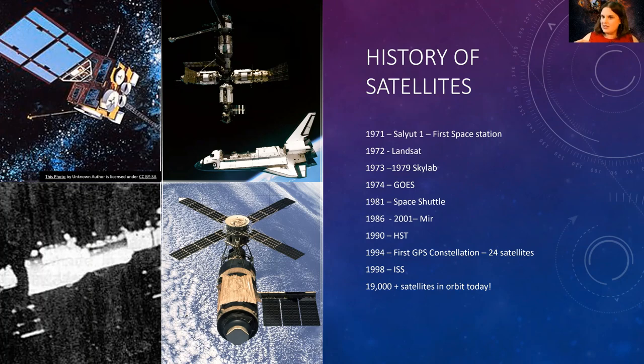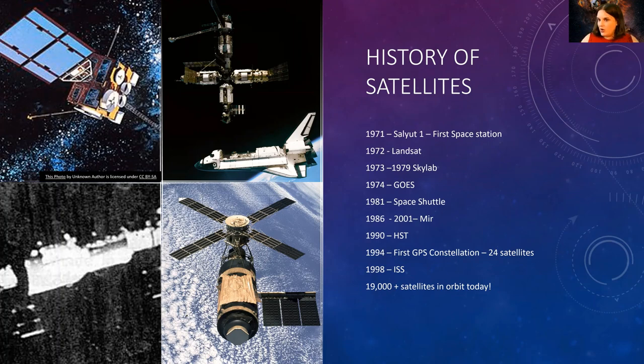The next satellite that was launched that was a major breakthrough was Landsat. It was the first global surveyor type of satellite to image our Earth and see how it looks. And from 1973 to 1979 was the United States version of Salyut 1, the first space station, Skylab. And that's where we did a lot of different experimentations for the United States that then would lead us towards being able to develop the International Space Station, which you can see near the bottom.